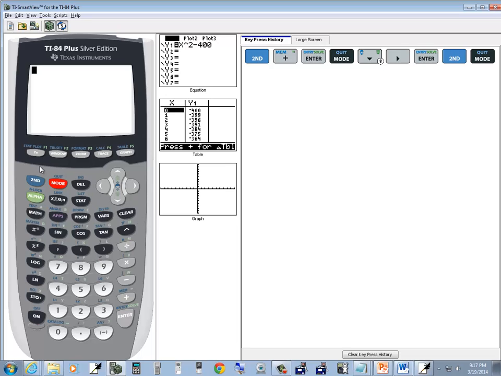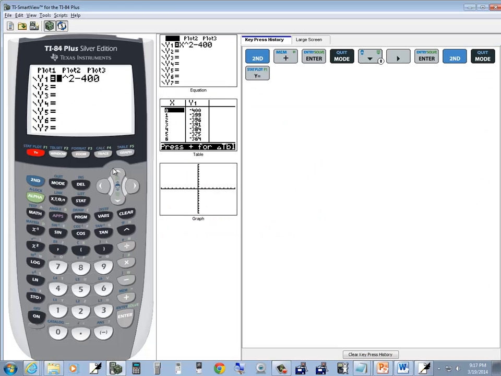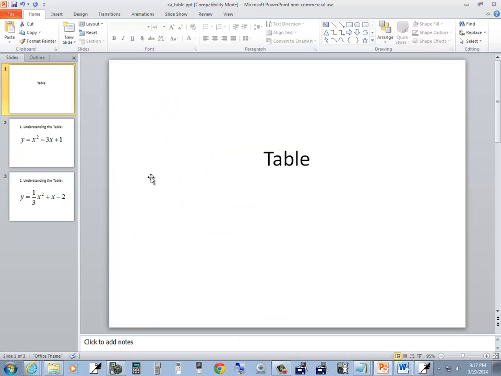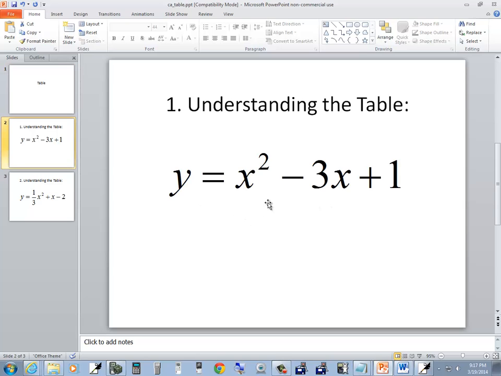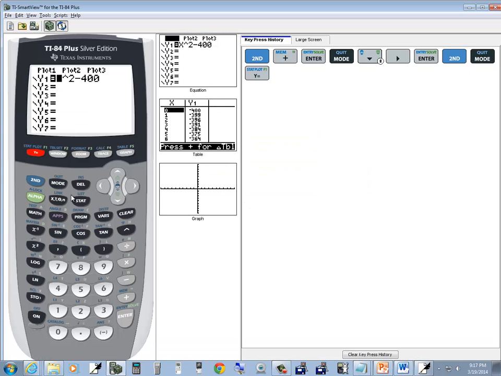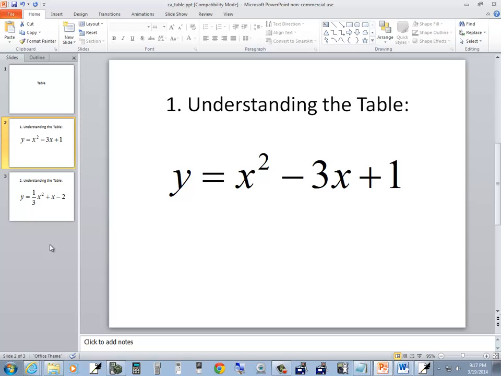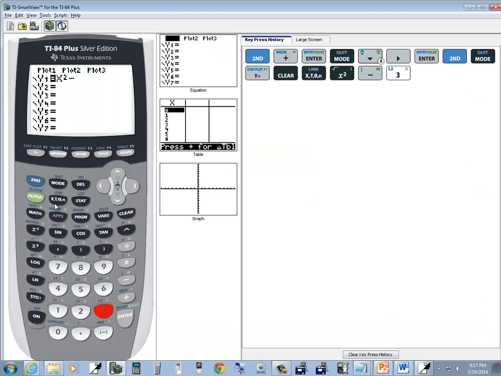Okay. Now I'm going to go to y equals. And the first one we're working with is this one right here. Y is equal to x squared minus 3x plus 1. So I'll press clear. I'll do my x key, x squared minus 3x plus 1.